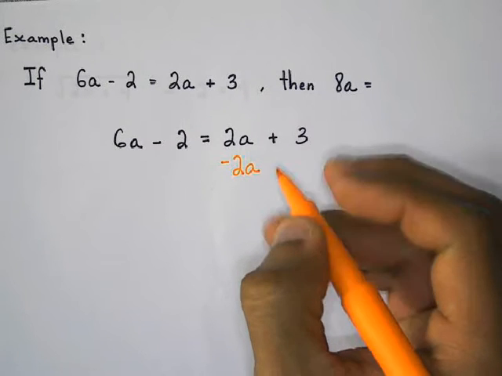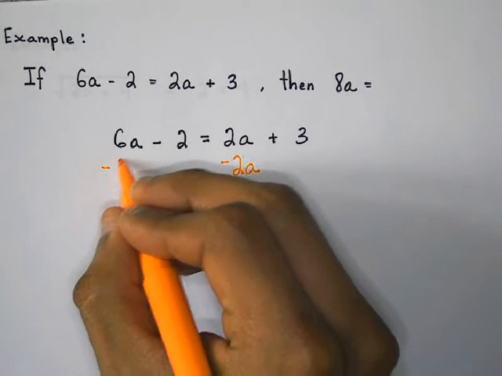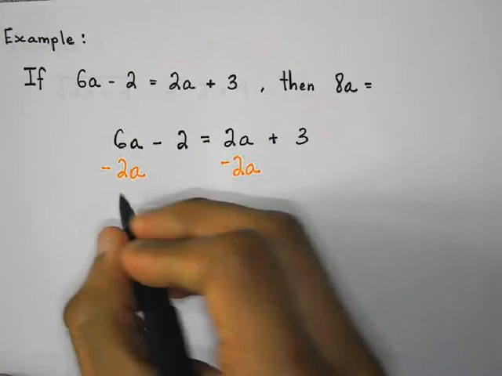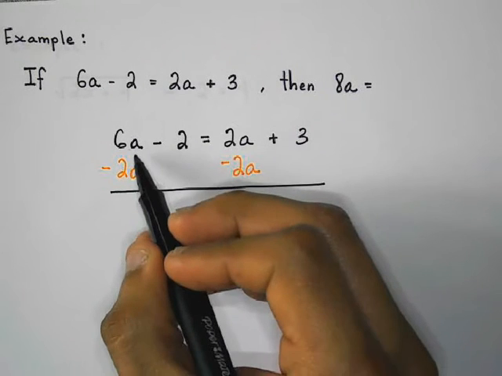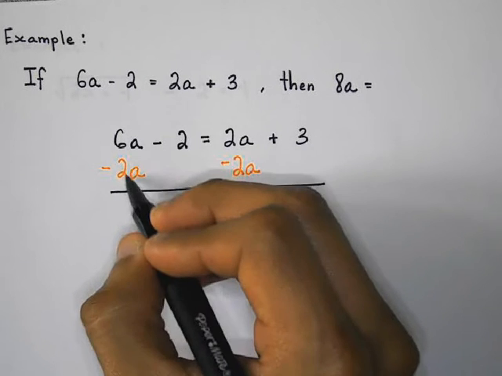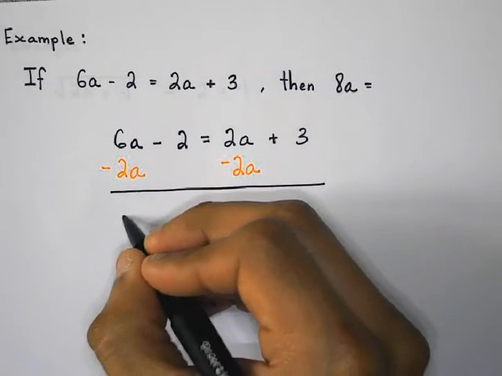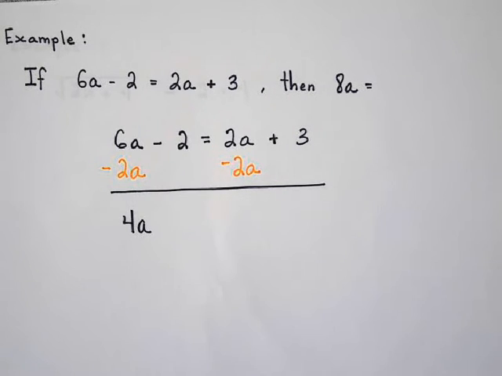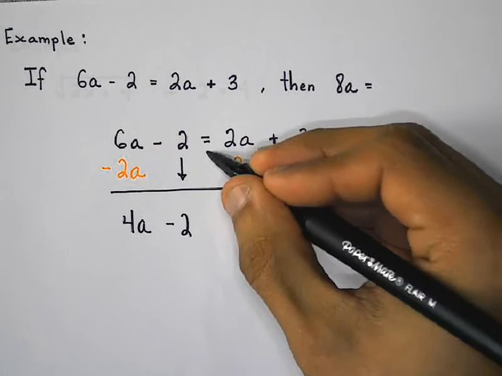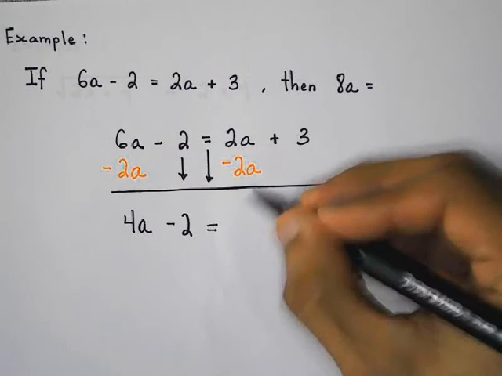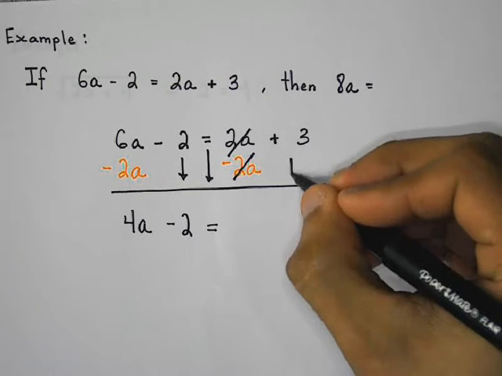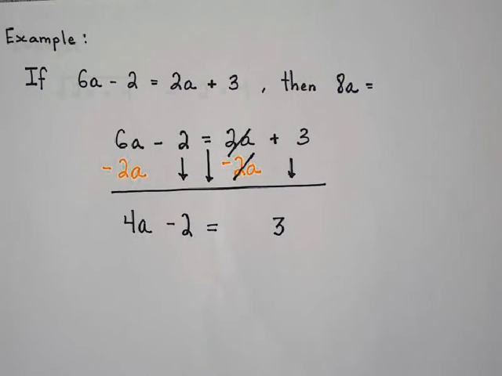But again, whatever I do to one side, I have to do it to the other side to balance out my equation. So I'm taking away 2a's from both sides here. What that's going to do is now I can just go ahead and combine these terms vertically. So 6a plus a negative 2a, or 6a take away 2a, that's simply just going to leave me with 4a. There's nothing to combine here, so this negative 2 just drops down. And again, don't forget your equal sign. And then here we have 2a minus 2a. That's going to go ahead and cancel out. And again, we're left with just a positive 3 on the right side.